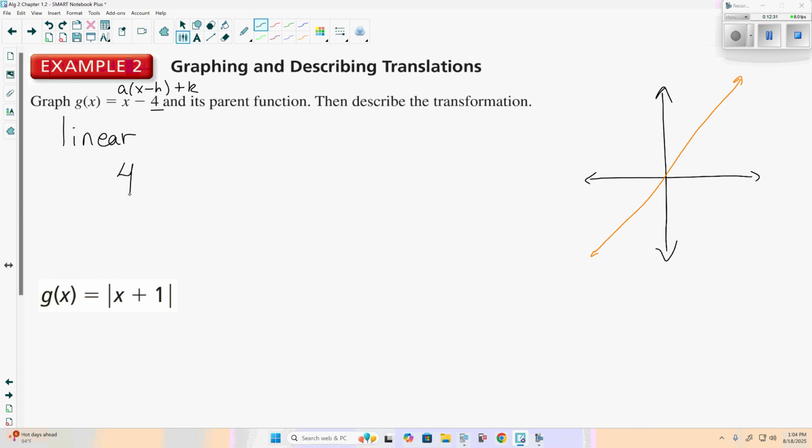Which direction do we think it's going to go? So what's the sign with it? What's the sign in front of the 4? Because it's what? x minus 4, yes? So that is minus 4, negative 4. Negative is going to go down, yeah. So it would be down 4, which tells me that our new graph should be down here.